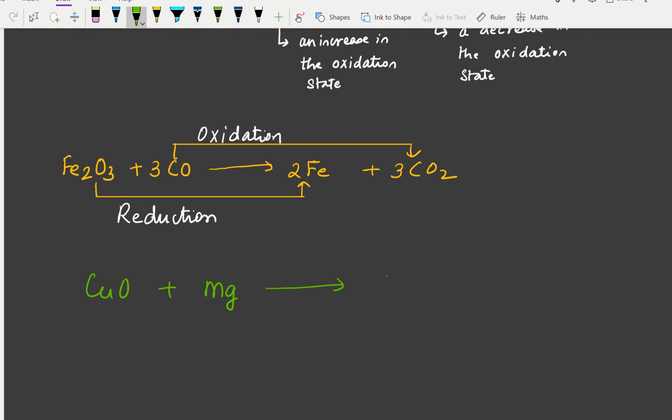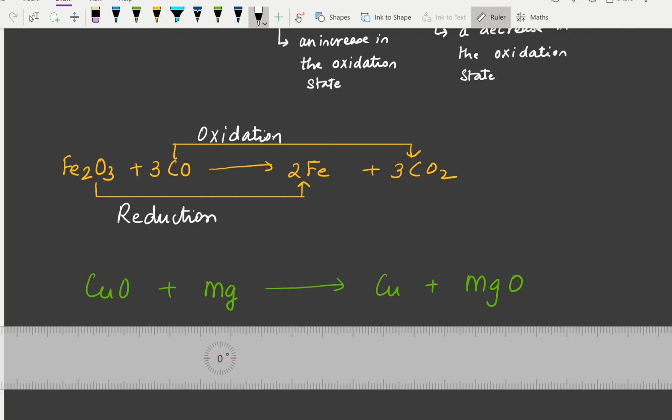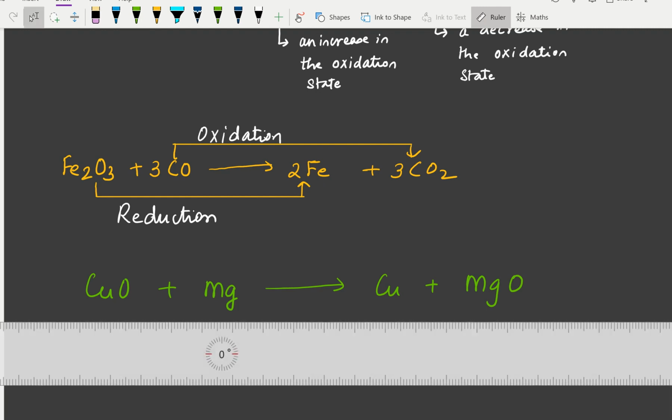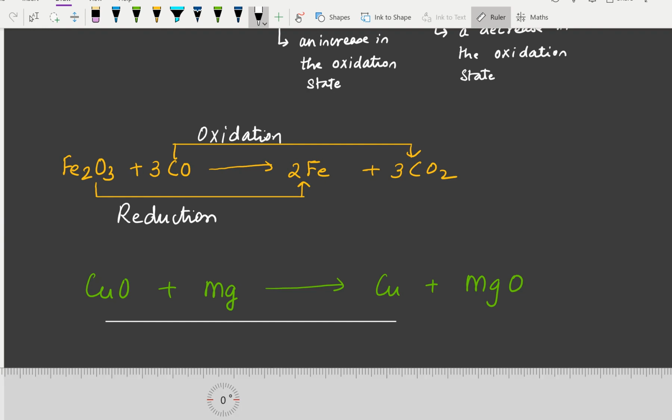The products are copper and magnesium oxide. Okay, any balancing required? No, it's already balanced. Now again I'm going to find out whether it's oxidation or reduction. So I'm going to connect the copper oxide and copper, and what do I find?